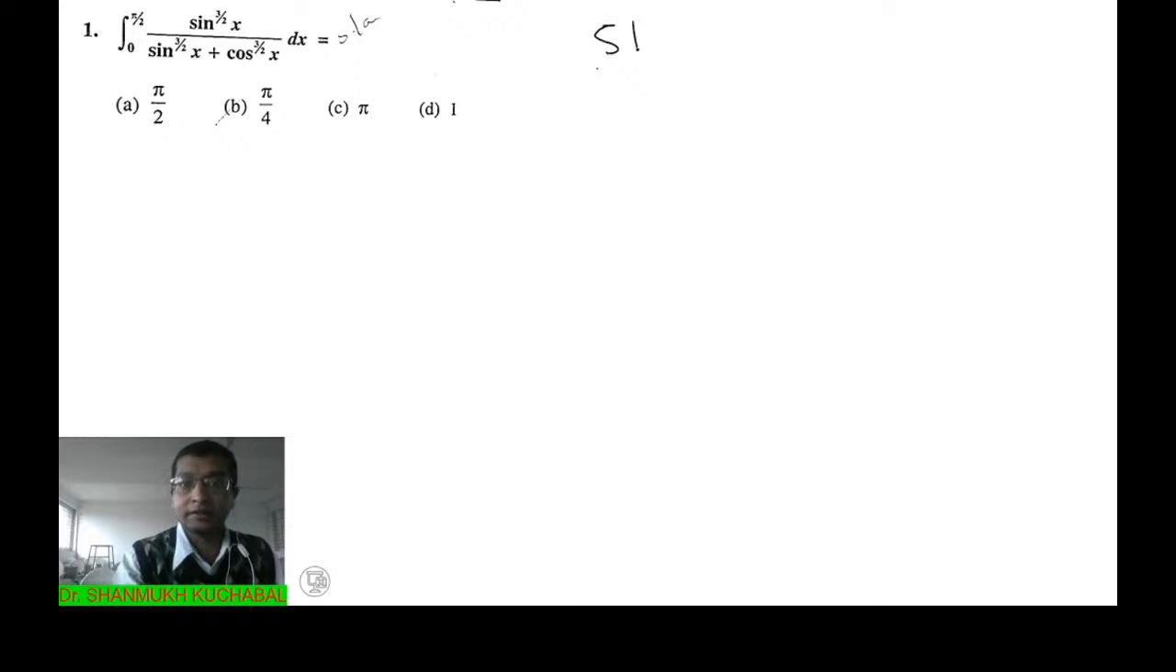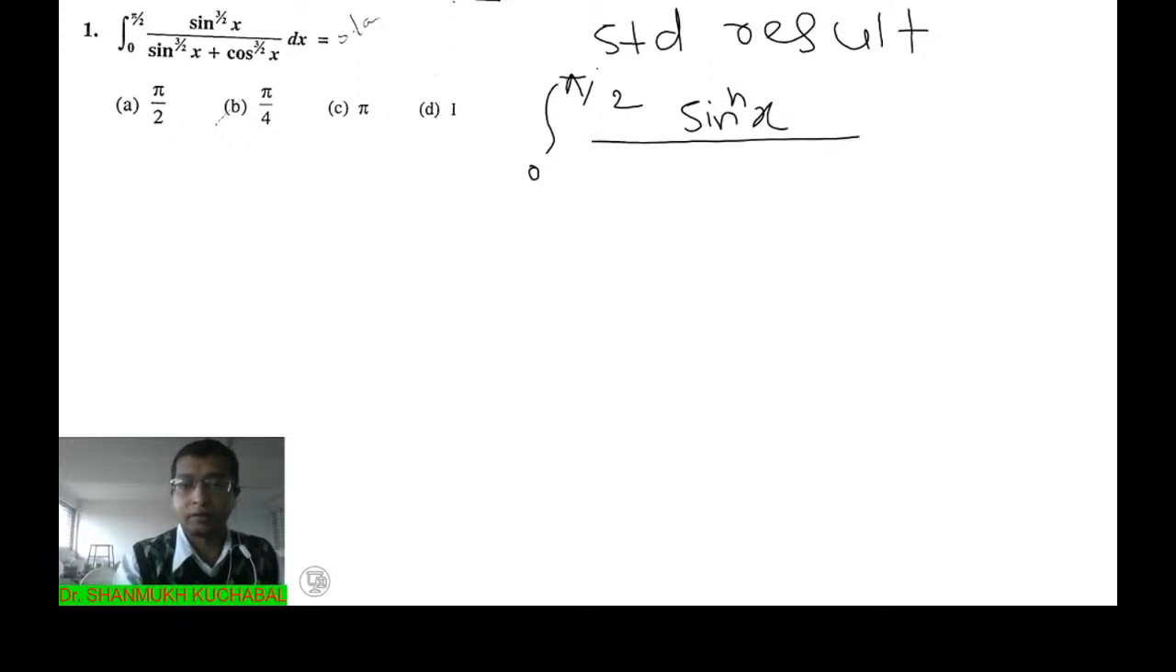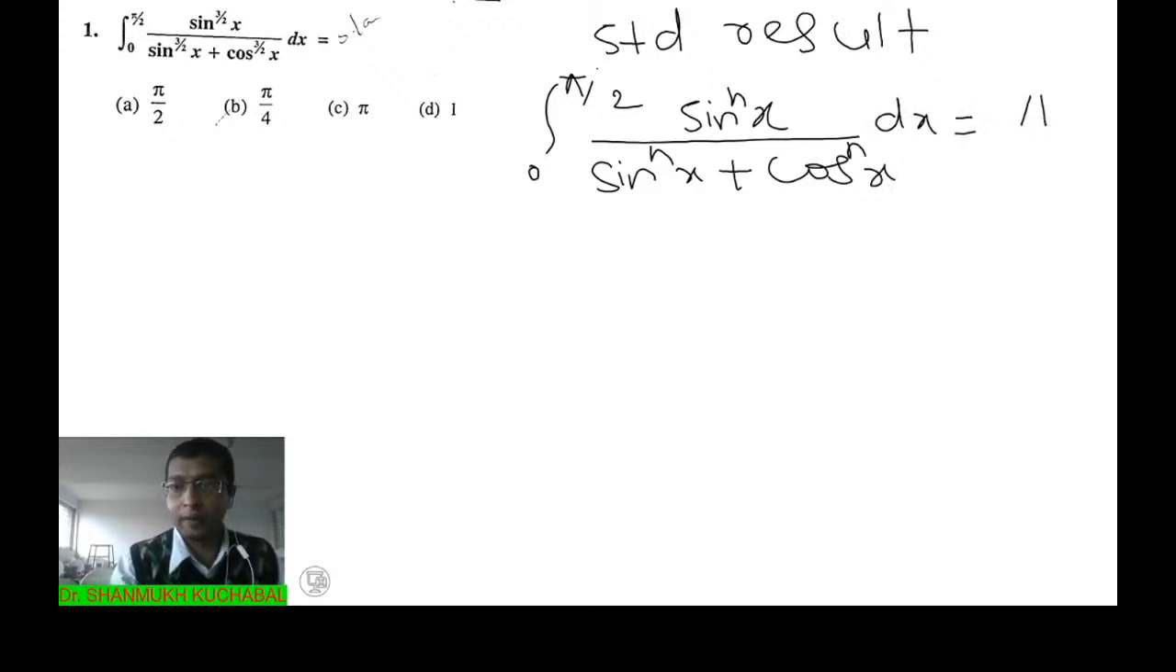It is the standard integral from 0 to pi by 2 of sine raised to the power n x divided by sine raised to the power n x plus cos raised to n x, dx. So this is given by the value pi divided by 4. Here the value of n is 3 by 2.